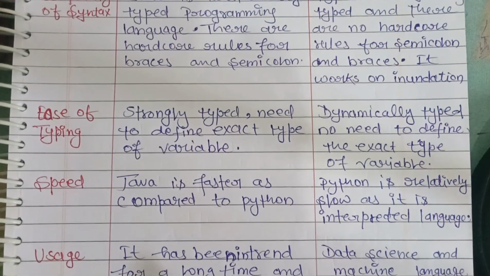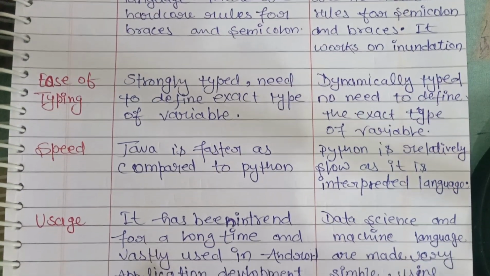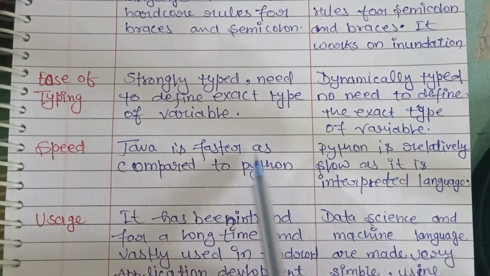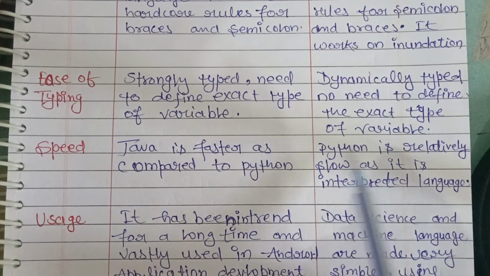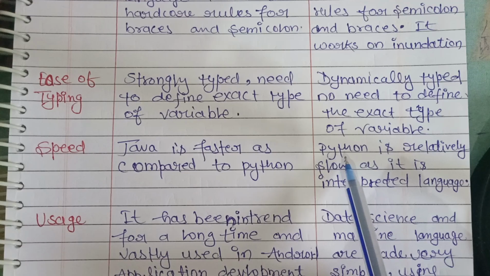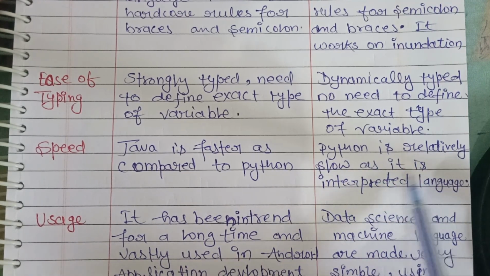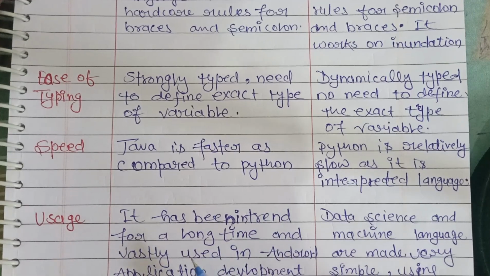Here we see the next topic, speed. Java is faster as compared to Python, and Python is relatively slow as it is an interpreted language.